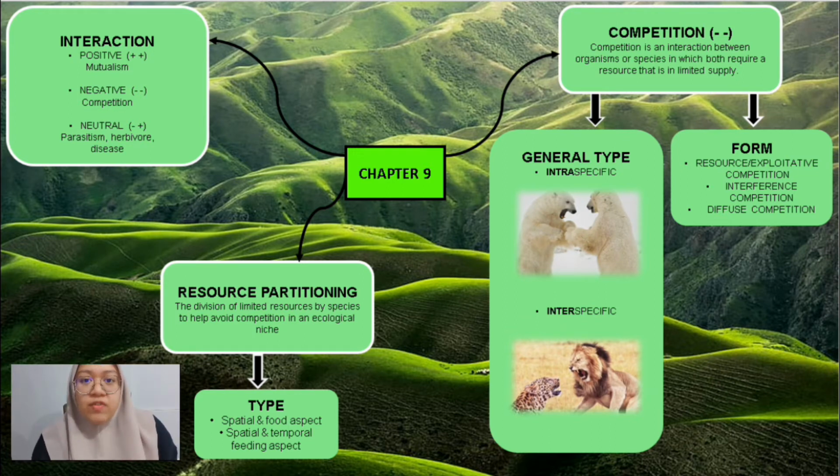If there is competition, of course, there will be resource partitioning. Resource partitioning is actually a division of limited resources by species to help avoid competition in an ecological niche. And there are two types of resource partitioning: spatial and food aspect, which coexist by utilizing different resources at different areas. And the second one is spatial and temporal feeding aspect, which feed at different times at different areas. So I'm done with the summary of Chapter 9.